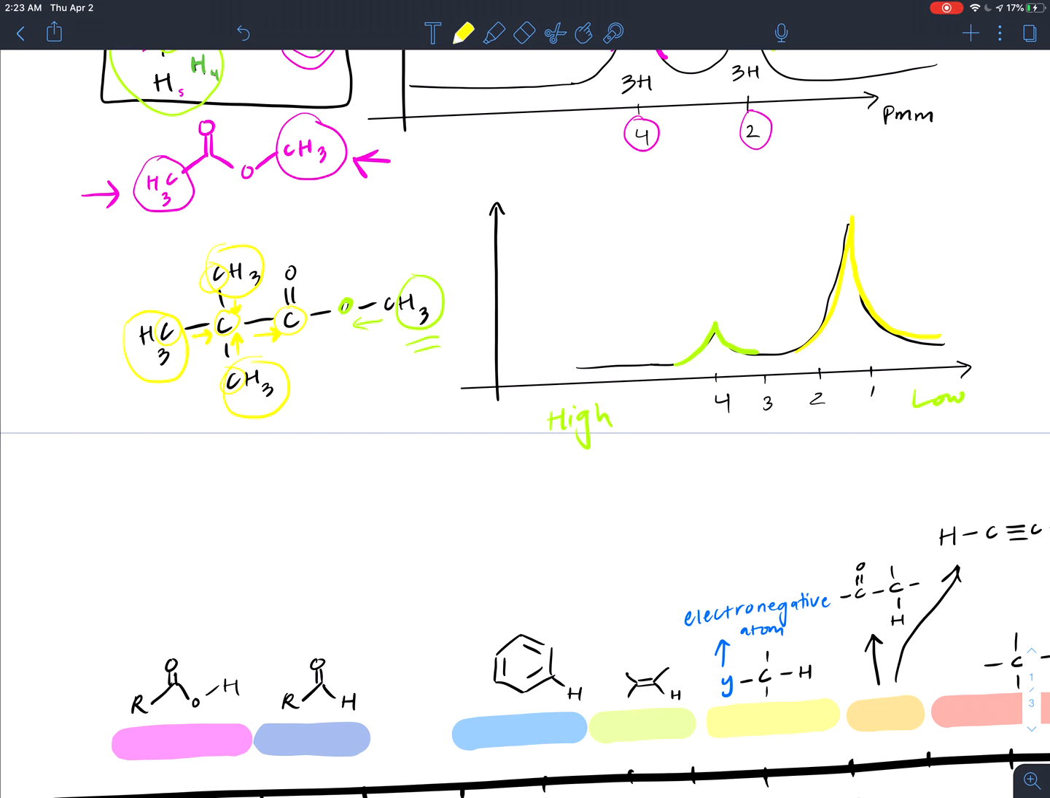Why is it so high? Because it represents a lot more hydrogens. This one represents 9 hydrogens, so its integration is 9. This one's integration is 3 hydrogens.